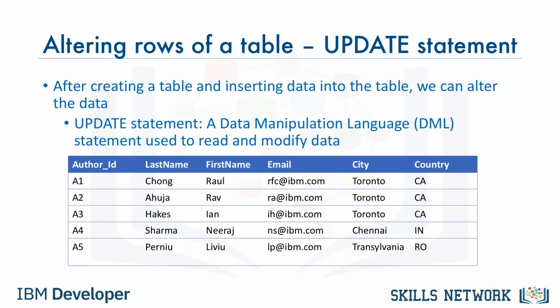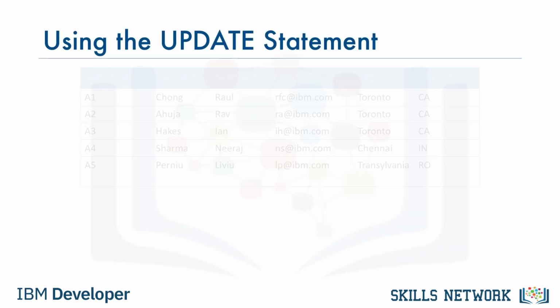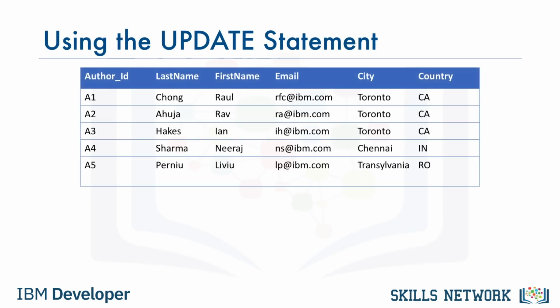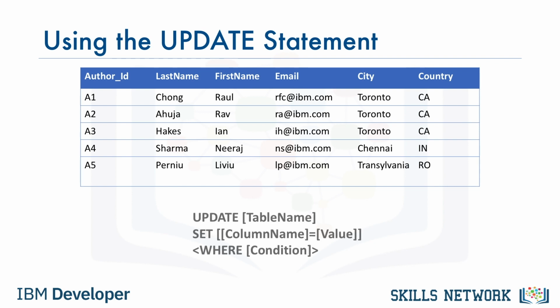Sometime later, you want to alter the data in the table. To alter or modify the data in the author table, we use the update statement. The syntax of the update statement looks like this: update table name set column name equal to value where condition. In this statement, table name identifies the table. The column name identifies the column value to be changed, as specified in the where condition.